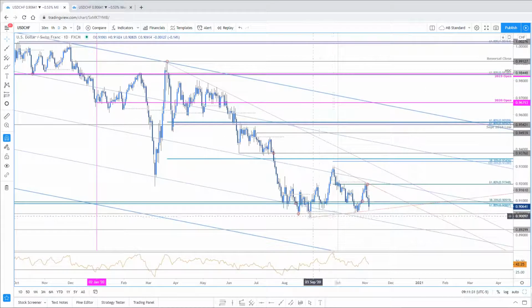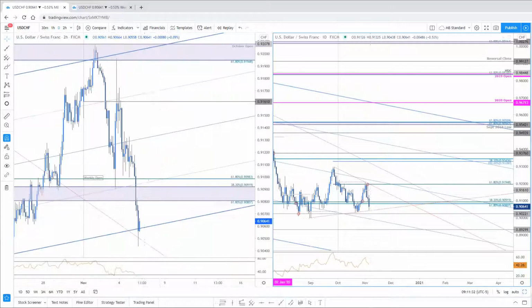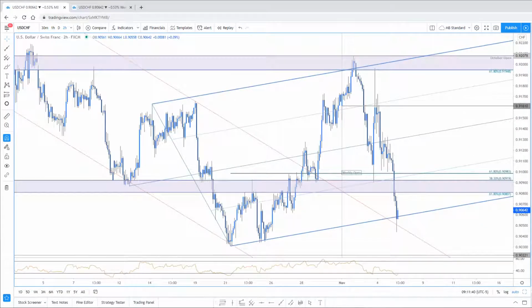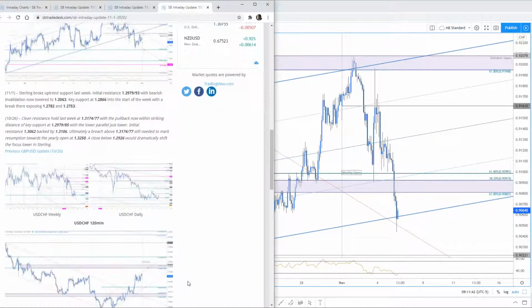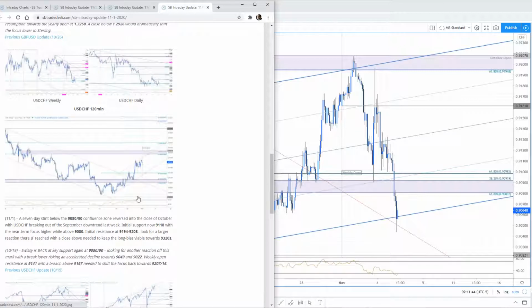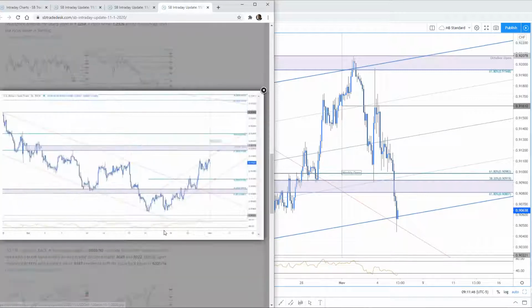Not that we're crazy Swissy traders anyway, but here's one more bit of guidance. Here's the pitchfork that we were following. I'm not sure when our last Swissy update was. Oh, it was right here. We had just broken out of this downslope and shifted the focus higher again. That was our key resistance. It held like a charm.